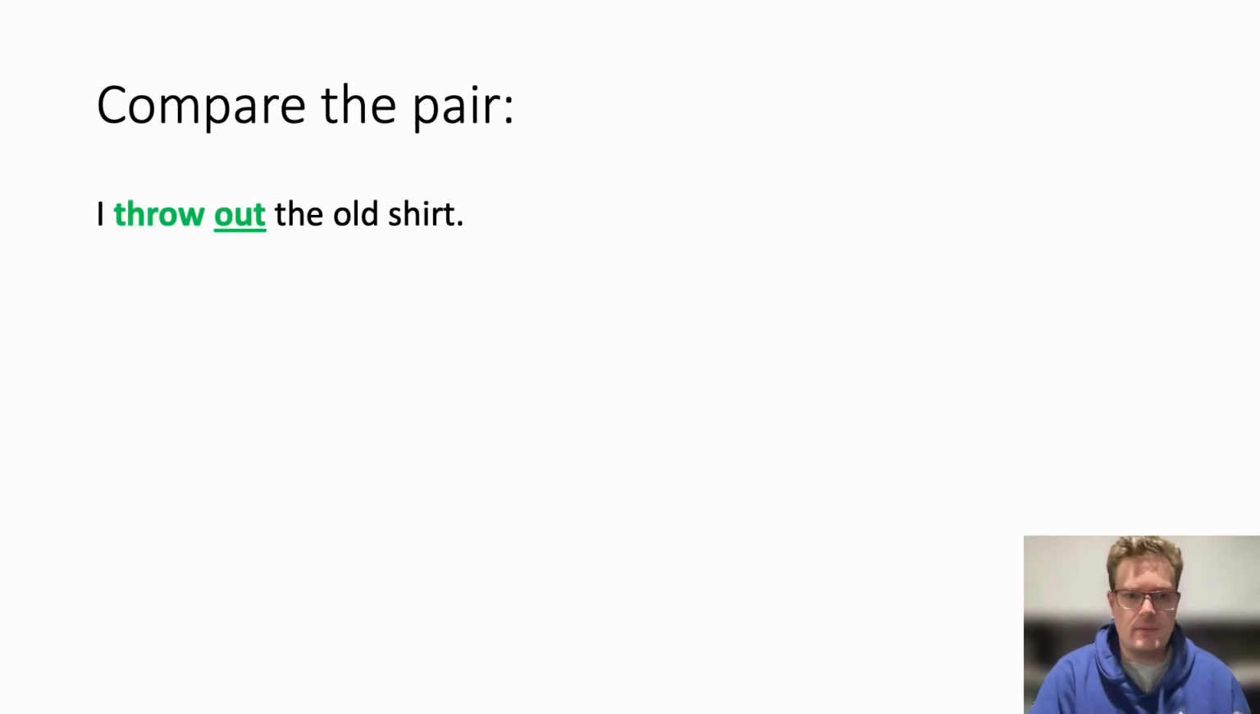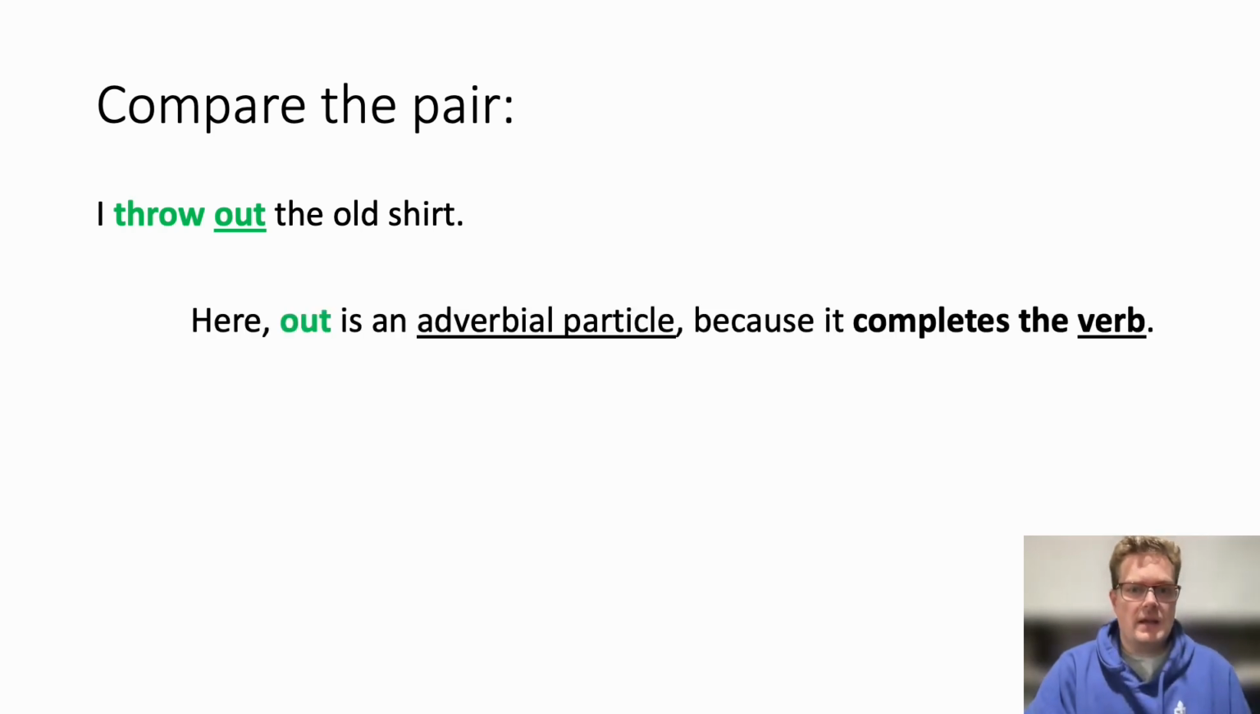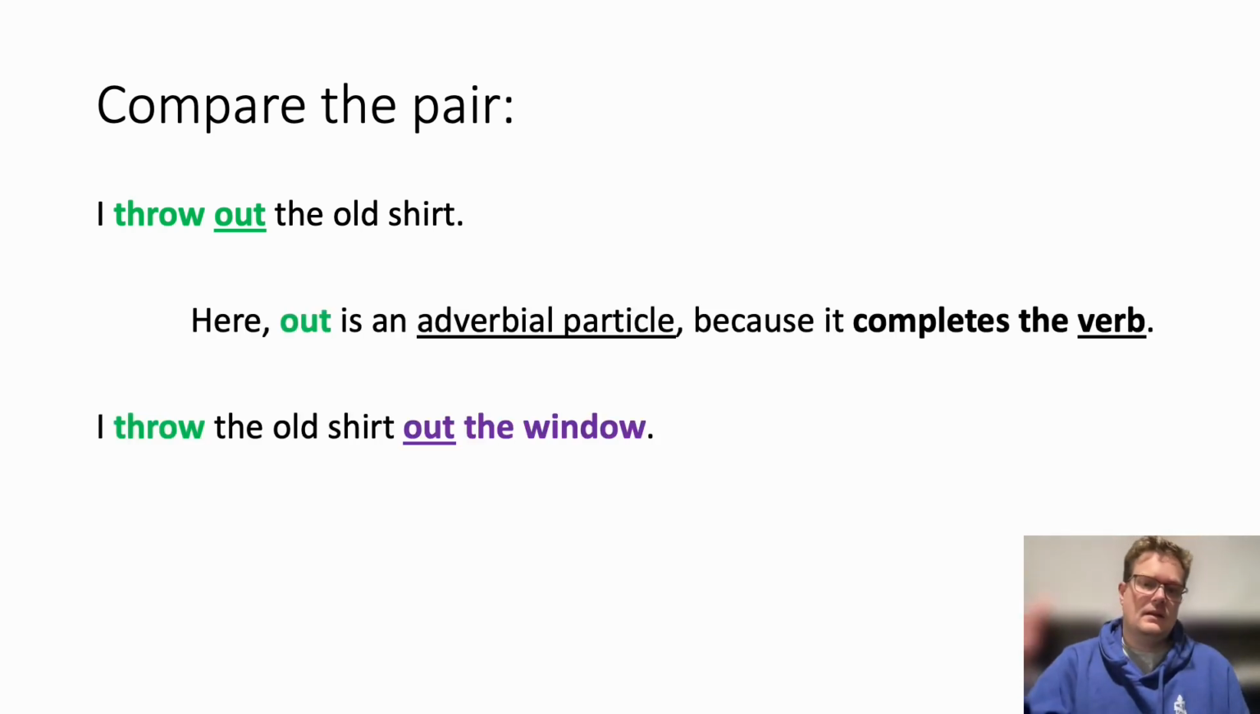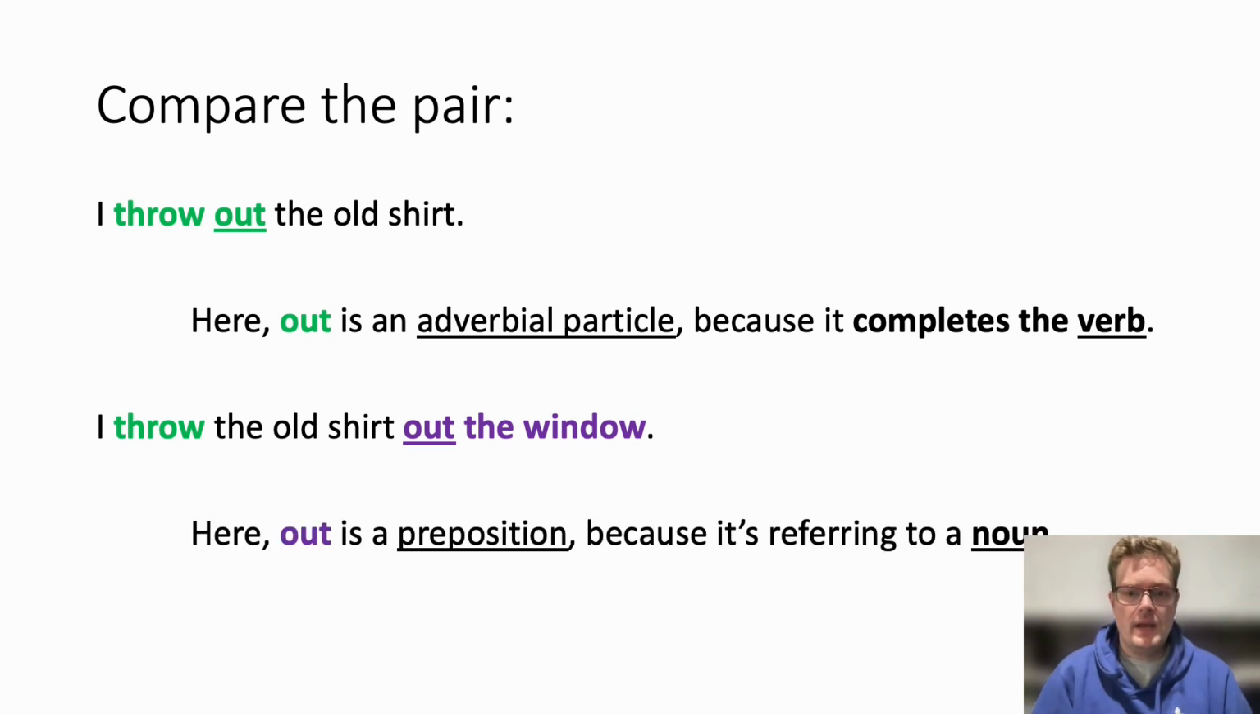So let's compare two very similar sentences. I throw out the old shirt. In this sentence, it's an adverbial particle because it's completing the verb to throw out. You're throwing something out. But if I said I'm throwing the old shirt out the window, here it's a preposition because it's referring to the noun, the window. If you can think about that, that should sort it out for you.